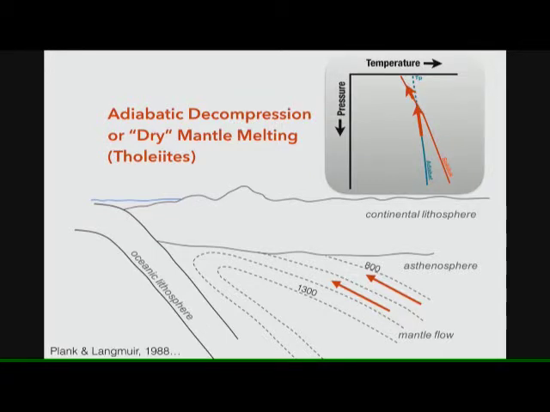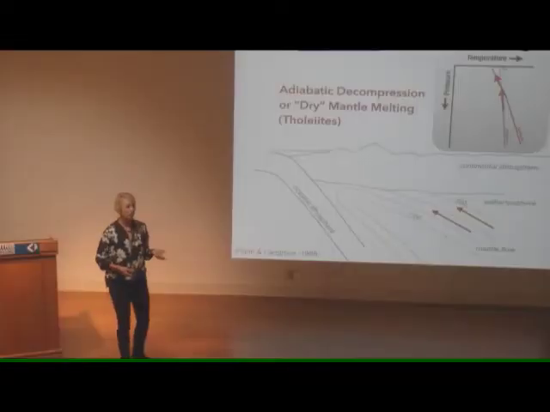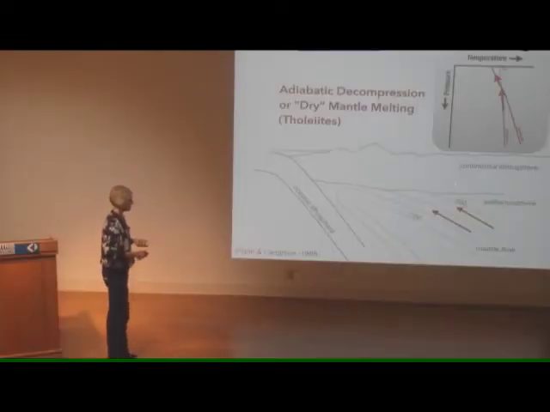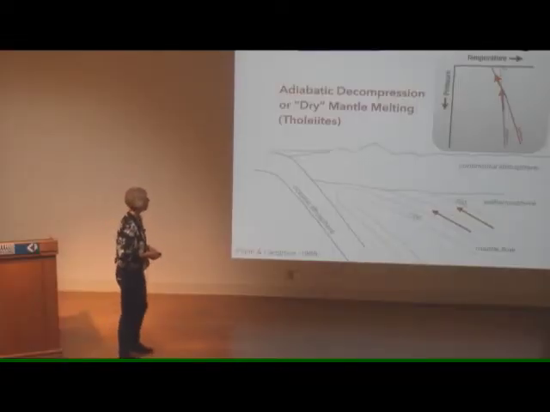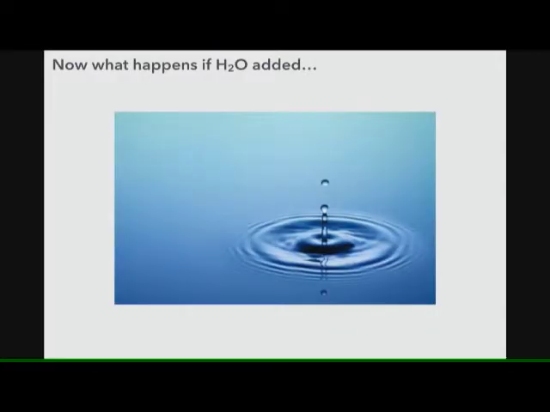And so this adiabatic decompression melting is something that we see a good amount of evidence for in back arcs and even in continental arcs without back arcs, where we see some extension of the overriding plate. We see quite a bit of those make it to the surface. So now what happens if we add water?